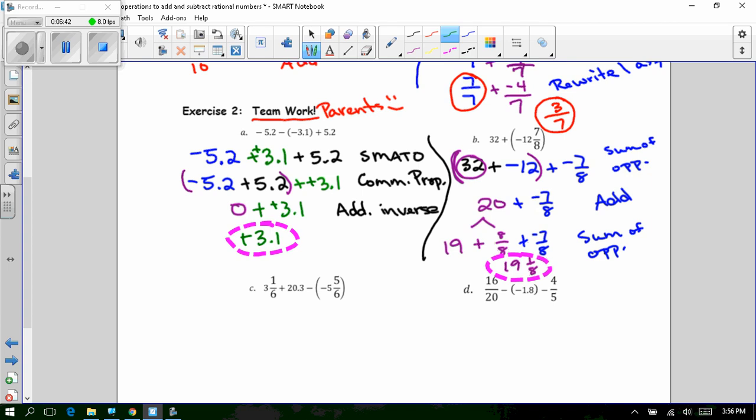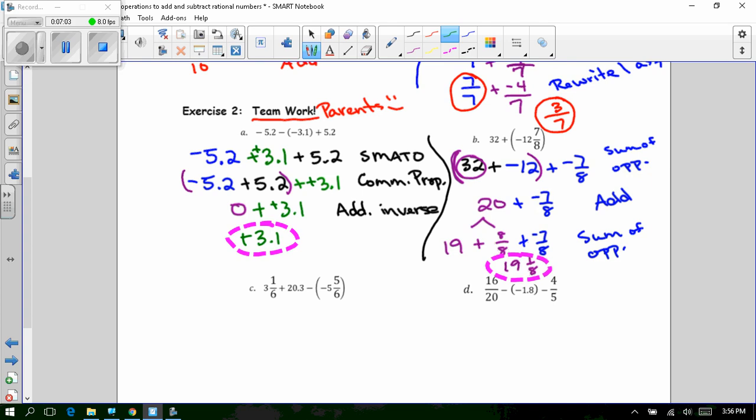It's going to be positive because 32 was bigger. Now I've got 20 plus negative 7/8. So I broke 20 up into 19 and 8/8, so that way I could deal with my fractions. 8/8 plus negative 7/8 just gives me 1/8. So my answer ends up being 19 and 1/8.